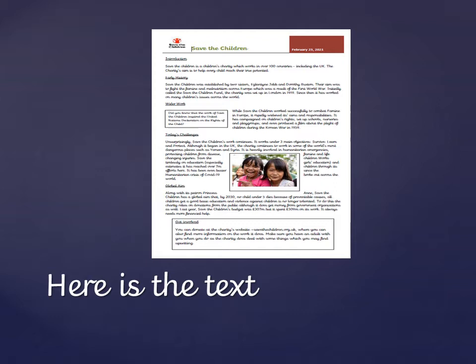Now, global aim. Next paragraph. Along with its patron, Princess Anne. A patron is someone royal who represents the charity across the globe. Save the Children has a global aim that by 2030, no child under 5 dies because of preventable causes. All children get a good basic education, and violence against children is no longer tolerated. To do this, the charity relies on donations from the public, although it does get money from government organisations as well. Last year, Save the Children's budget was £307 million, but it spent £309 million on its work. It always needs more financial help.